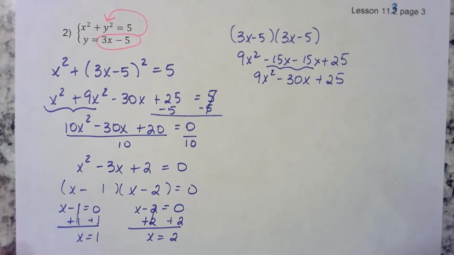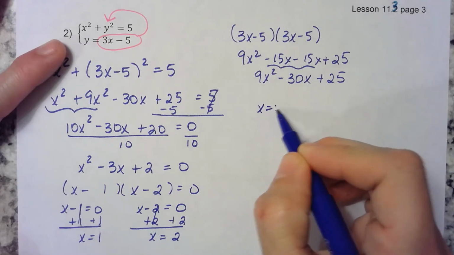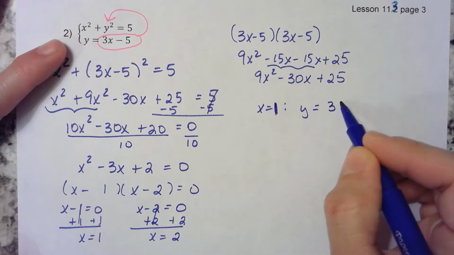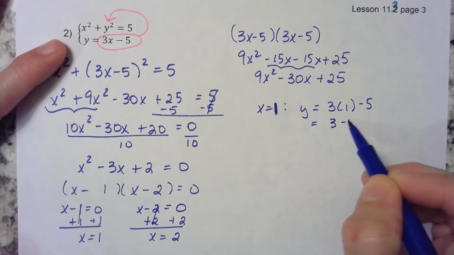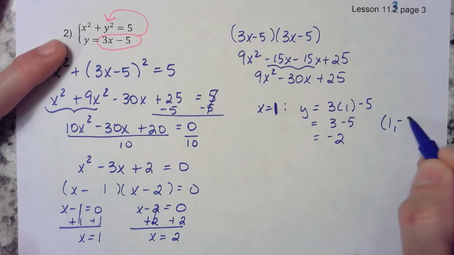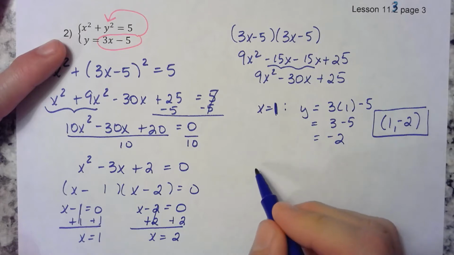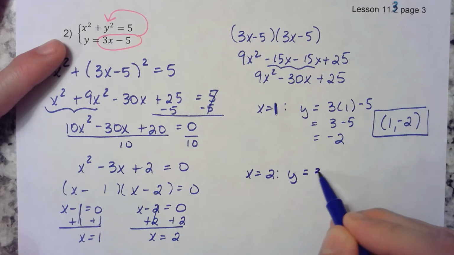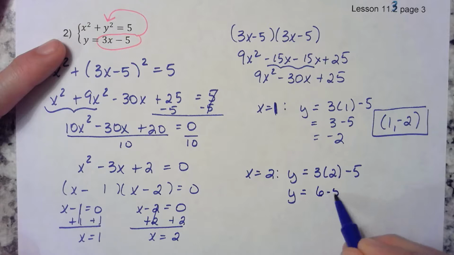So when x is equal to 1, what happens? Well, we have y is equal to 3 times 1 minus 5. 3 times 1 is 3. 3 minus 5 is negative 2. So when x is 1, y is negative 2. Now we also have when x is equal to 2. So y is equal to 3 times 2 minus 5. So that's 6 minus 5 or 1. So when x is 2, y is 1.